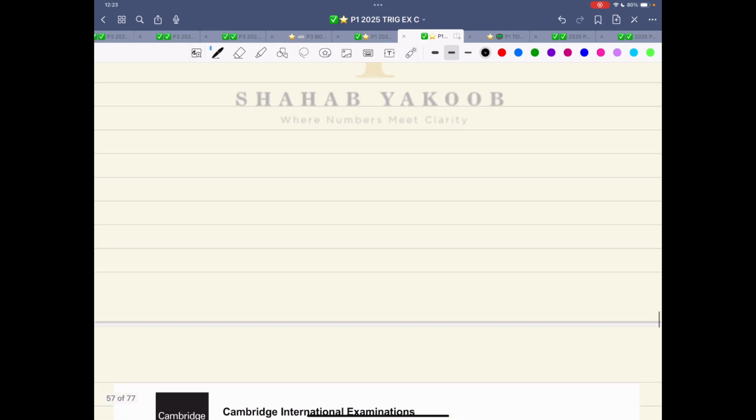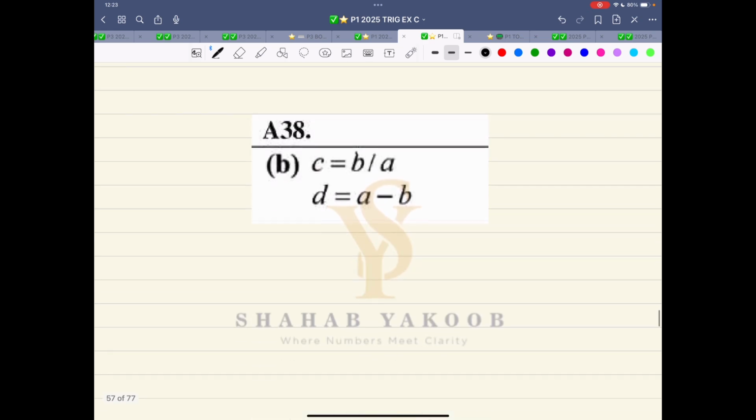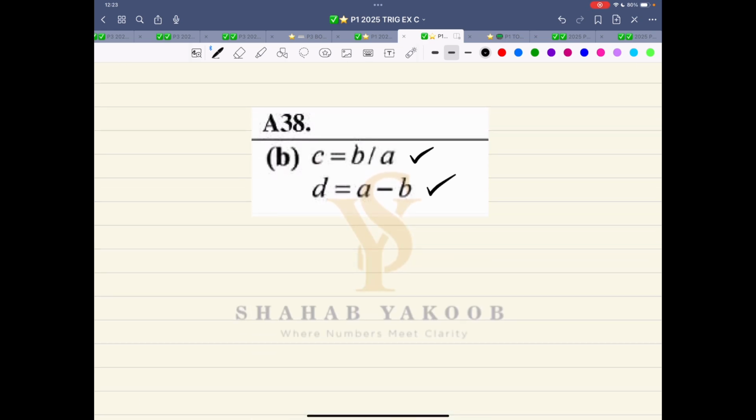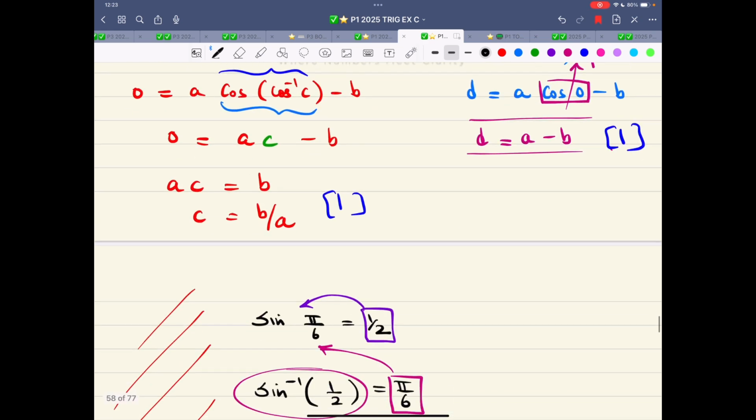So now let's double check from the topical book. This is question 38. c is b over a, d is a minus b. c is b over a and d is a minus b.